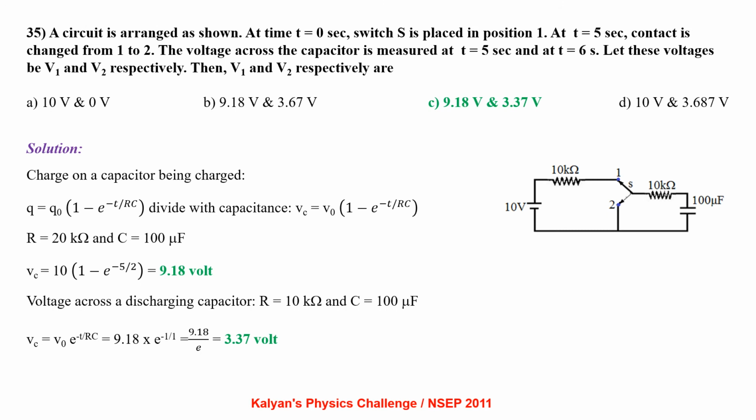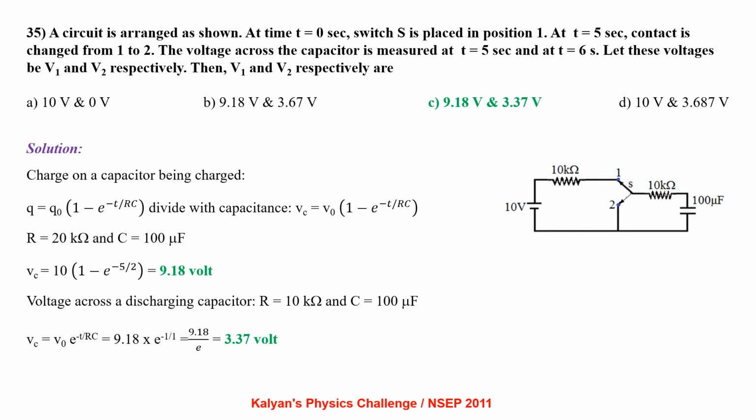A circuit is arranged as shown. At time t equal to 0, the switch S is placed in position 1. At t equal to 5 seconds, the contact is changed from 1 to 2. The voltage across the capacitor is measured at t equal to 5 seconds and at t equal to 6 seconds. Let these voltages be V1 and V2 respectively.